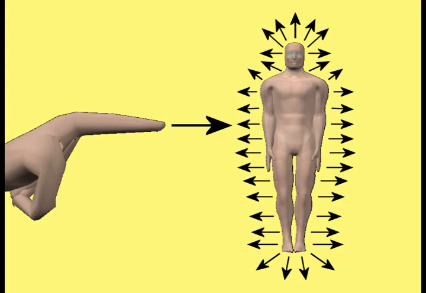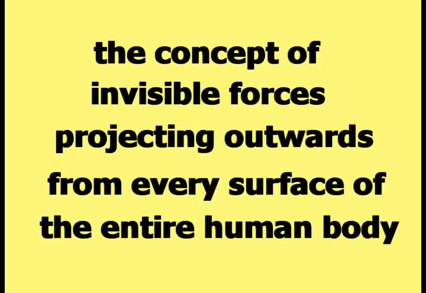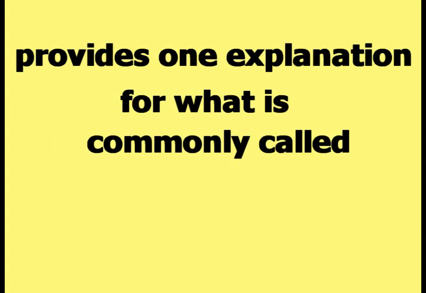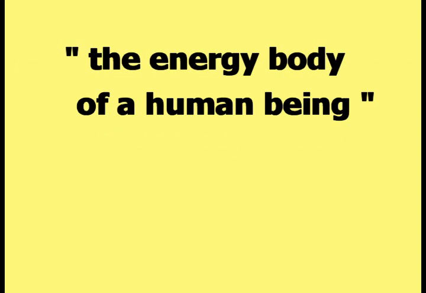This picture demonstrates the invisible forces projecting out from the body, neutralizing the invisible force being applied by the finger. The vector arrow from the finger is being directly opposed by a vector arrow of equal magnitude but opposite direction projecting out from the body. According to happy theory, the concept of invisible forces projecting outwards from every surface of the entire human body provides one explanation for what is commonly called the energy body of a human being.